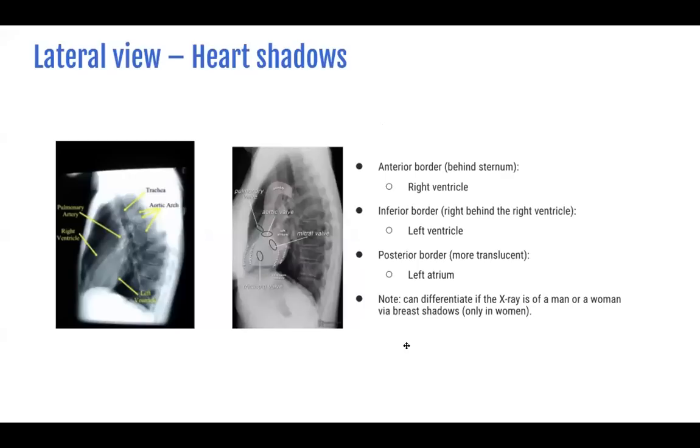Okay, and then we can see, I think Rawan already covered this, but again, the anterior border right behind the sternum will be the right ventricle. So every time, for example, a patient comes with a stab wound in the anterior midline of the chest, the most likely injured chamber of the heart will always be the right ventricle, okay? The inferior border is the left ventricle, you can see right here. And the posterior will be the left atrium.